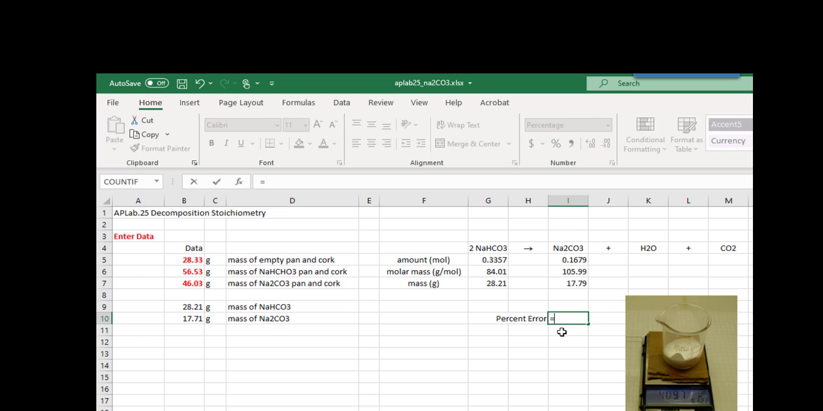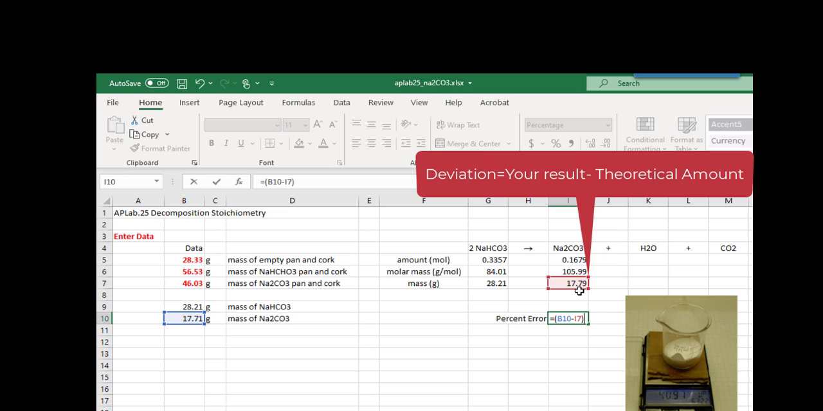Percent error is going to be equal to my experimental data, what I ended up getting. You put your data first. You always put yourself first on percent error. But I better use parentheses because there's a subtraction. So I'm going to take this mass that I ended up getting, which was the 17.71, and subtract that from what I should have gotten. Yours minus the expected. And that will end up getting us the deviation. You know, how many grams did I deviate from the right answer?